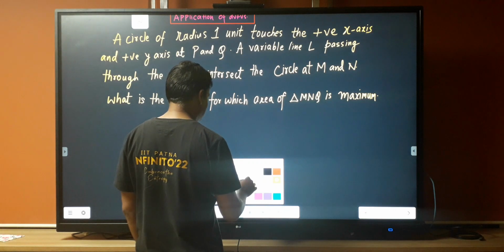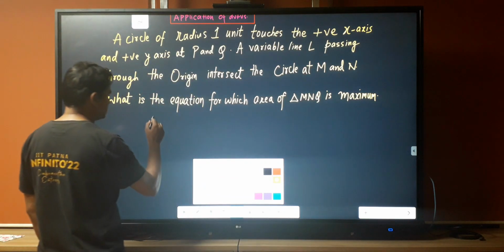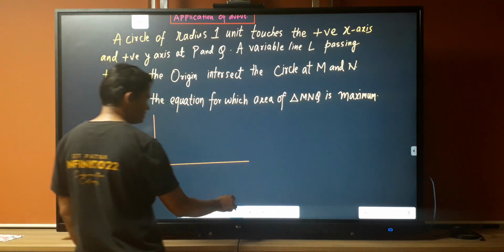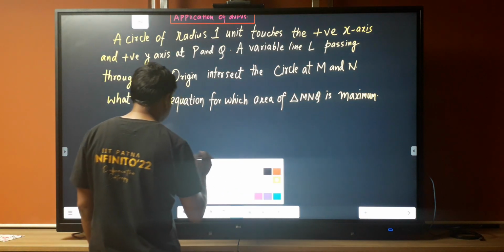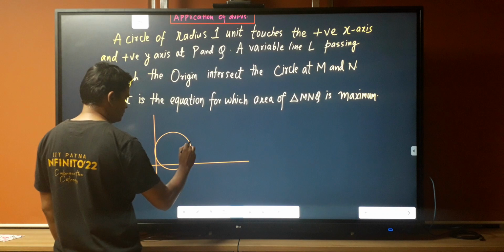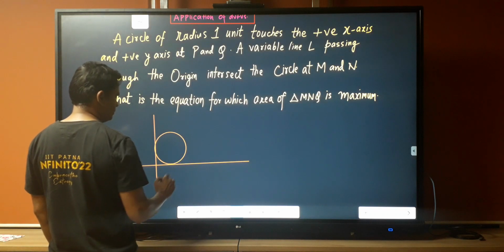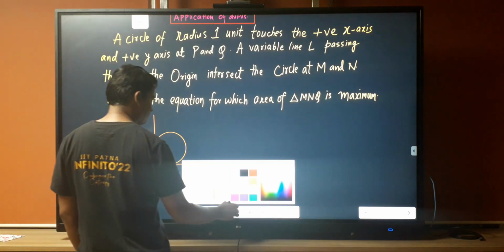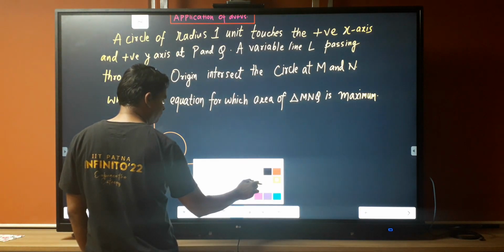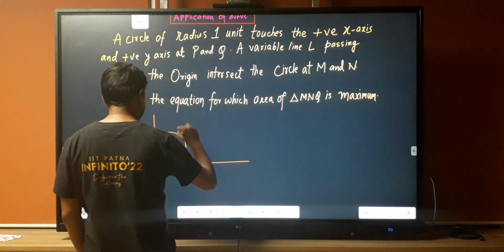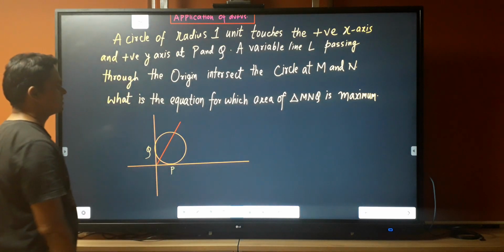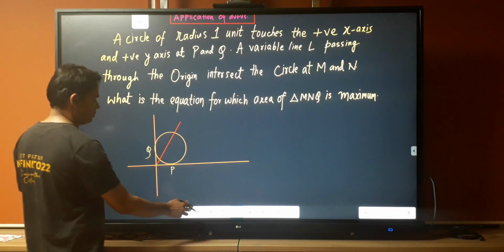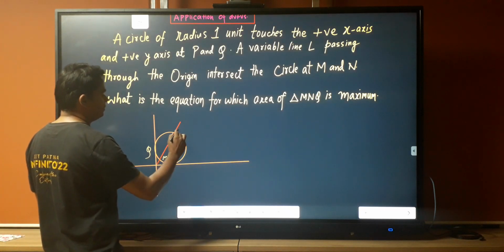So let us draw a rough diagram, and things will become more clear. This is the coordinate axis, x-axis and y-axis, and I am drawing a circle here. These are points P and Q. A variable line passes through the origin, and this is the variable line that intersects the circle at points M and N.